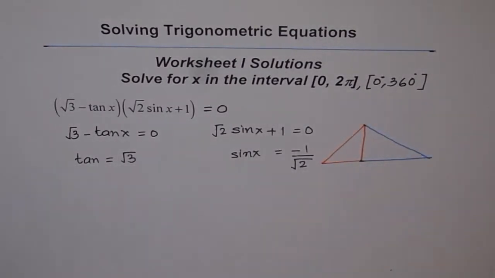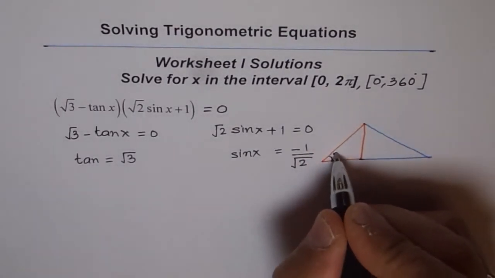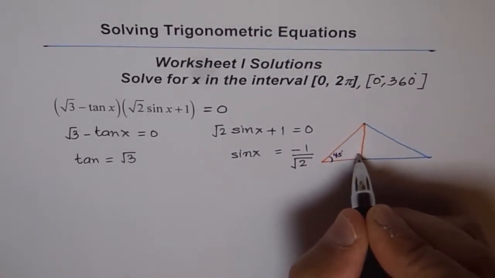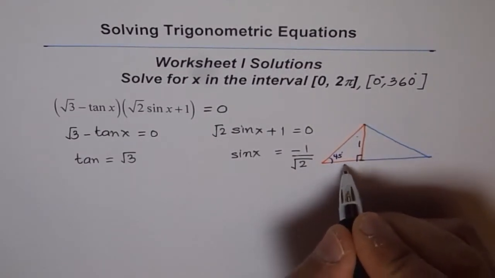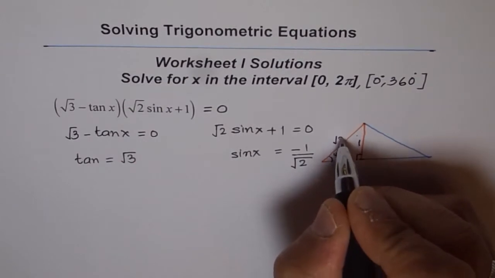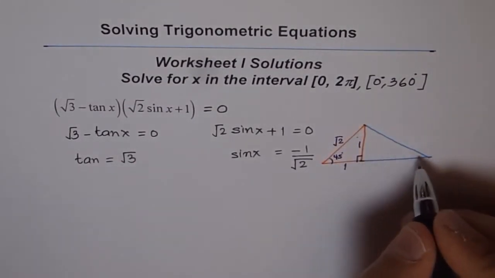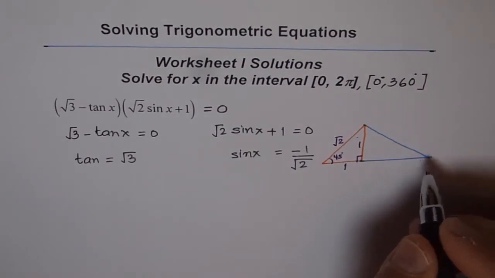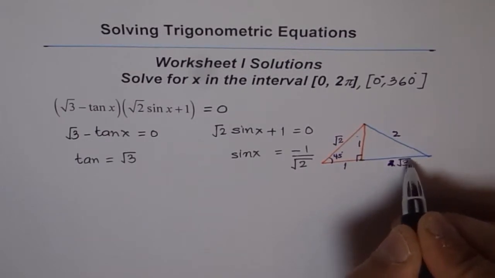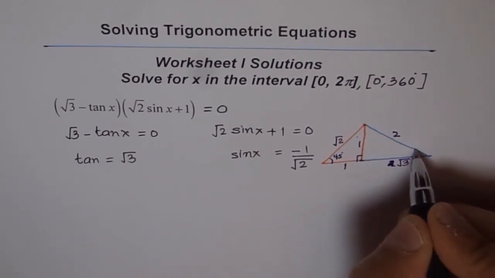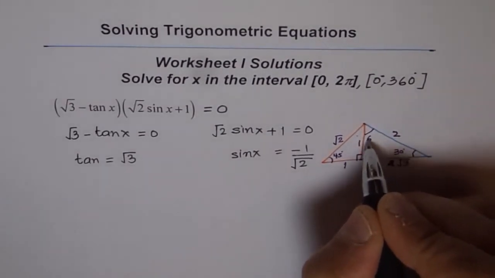Now in this particular triangle, this is 45 degrees, and that is 90 degrees, so that one is also 45. And let's say these sides are 1, 1, and that side will be square root 2. So that is your special triangle for 45 degrees. And this one is 30, 60. Now this side is square root of 3. So the angles are 30 degrees here, 60 degrees here.